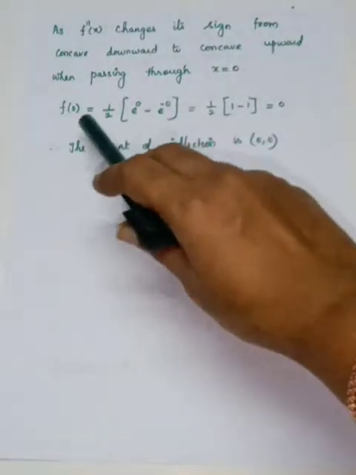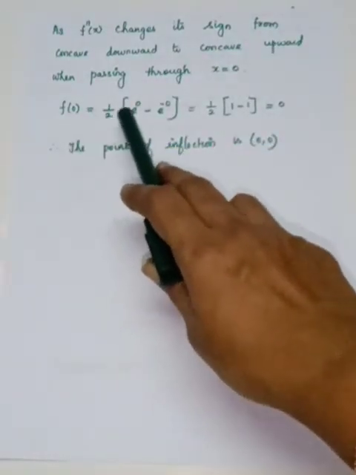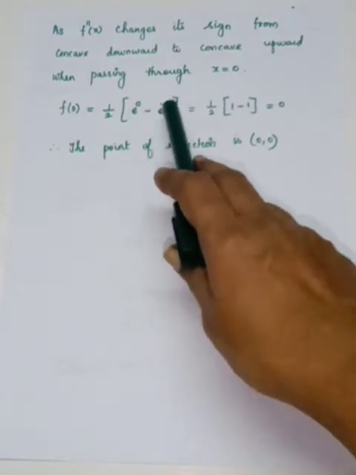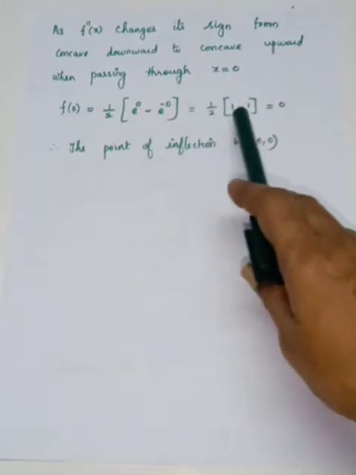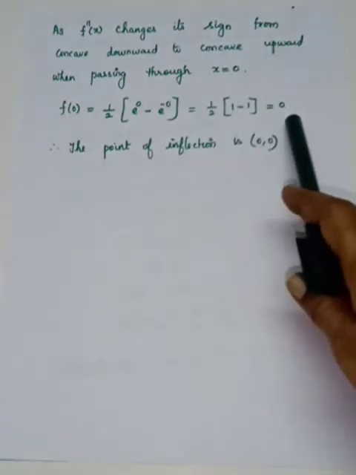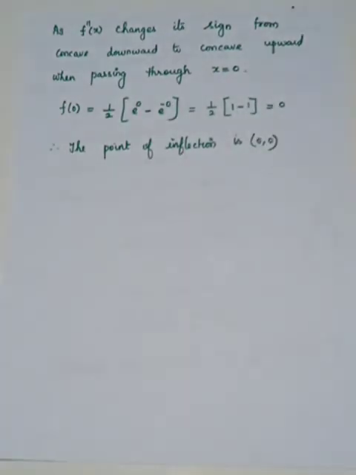You see, f of 0 you have to find out. So half into e power 0 minus e power minus 0. So half into 1 minus 1. e power 0 is 1. So 1 minus 1 is 0. So therefore the point of inflection is (0, 0).